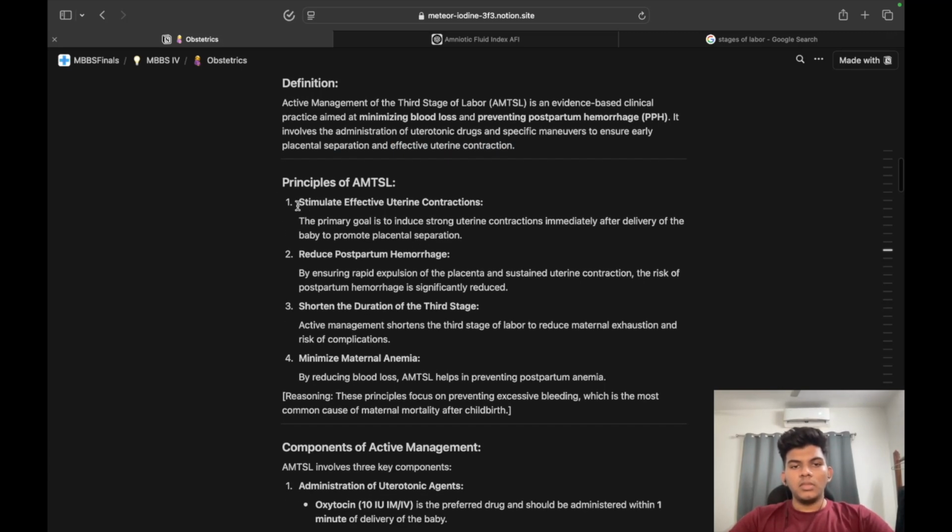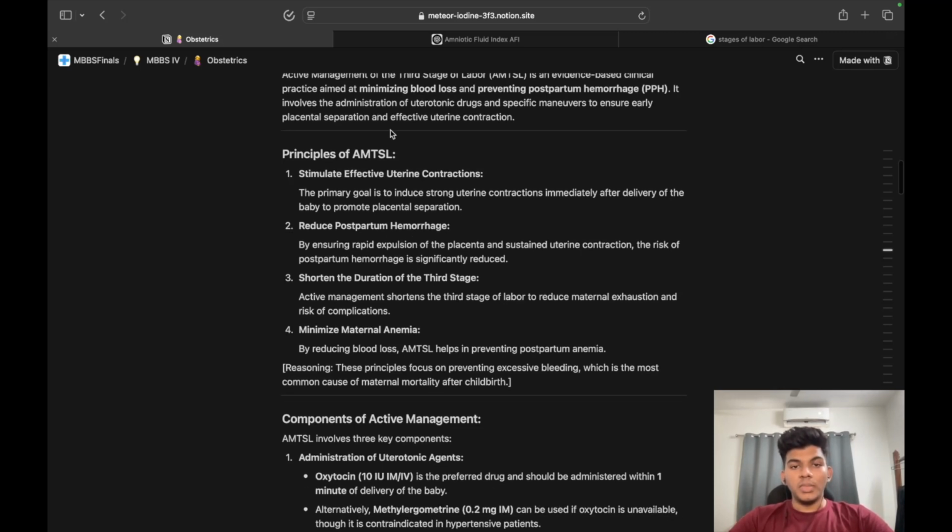Coming to principles, so first one is stimulate effective uterine contractions. So that is number one, primary, and we'll go through each and every point first, then in detail. Reduce postpartum hemorrhage, shorten the duration of third stage, minimize maternal anemia. So the primary goal is to induce strong uterine contractions immediately after delivery of the baby to promote placental separation. So you want the uterine contractions to occur, that is required even for this one. What is it? For the placenta to get separated. Yeah, so I missed that there.